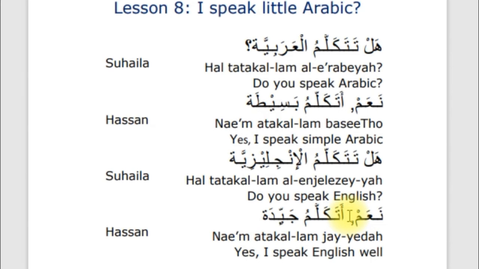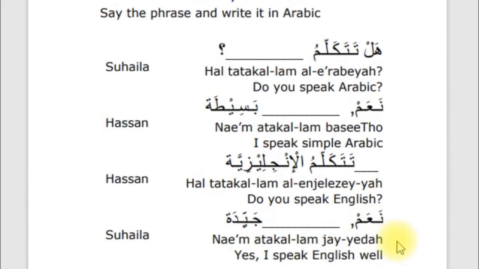Let's repeat again. هل تتكلم عربية؟ نعم أتكلم بسيطة. هل تتكلم إنجليزية؟ نعم أتكلم جيدة. Now it's your turn. Just write it in Arabic.